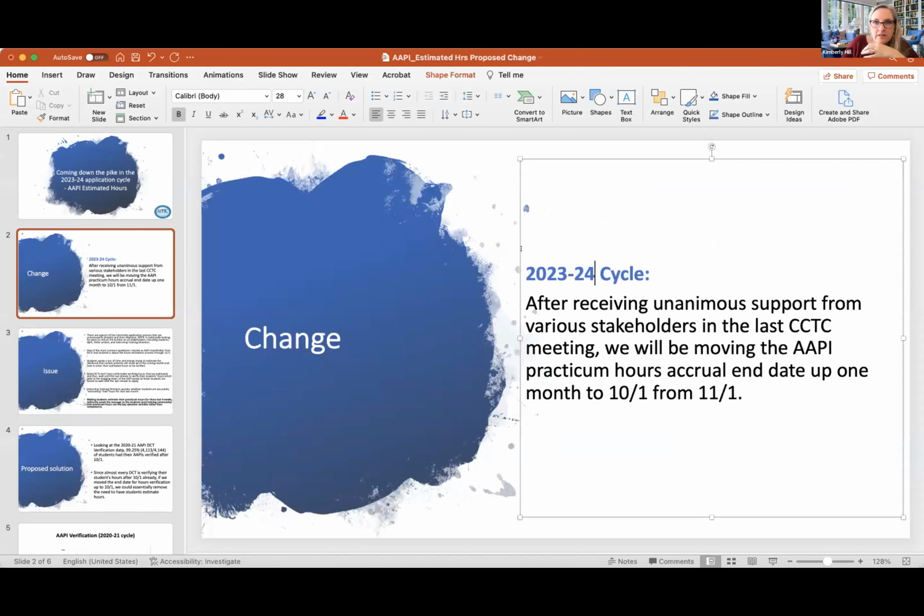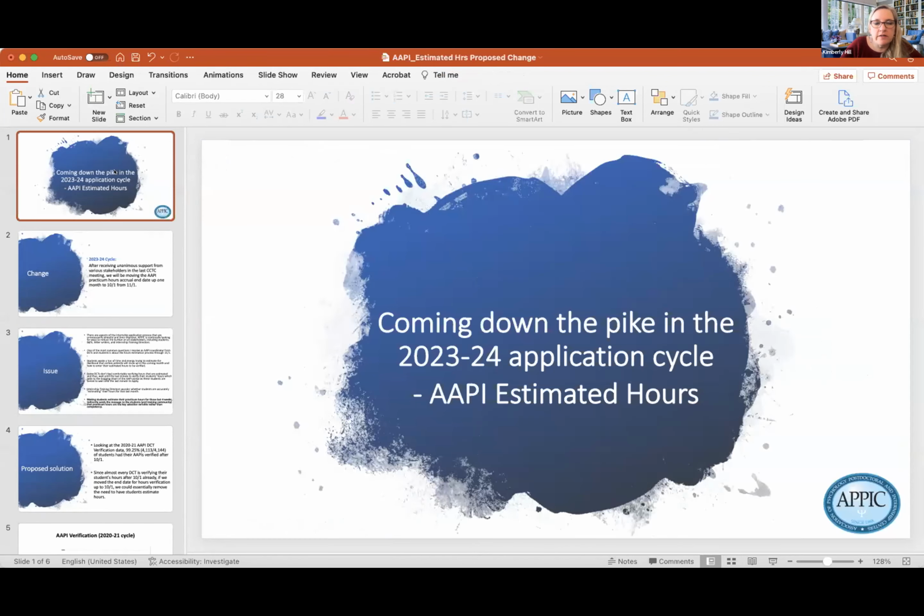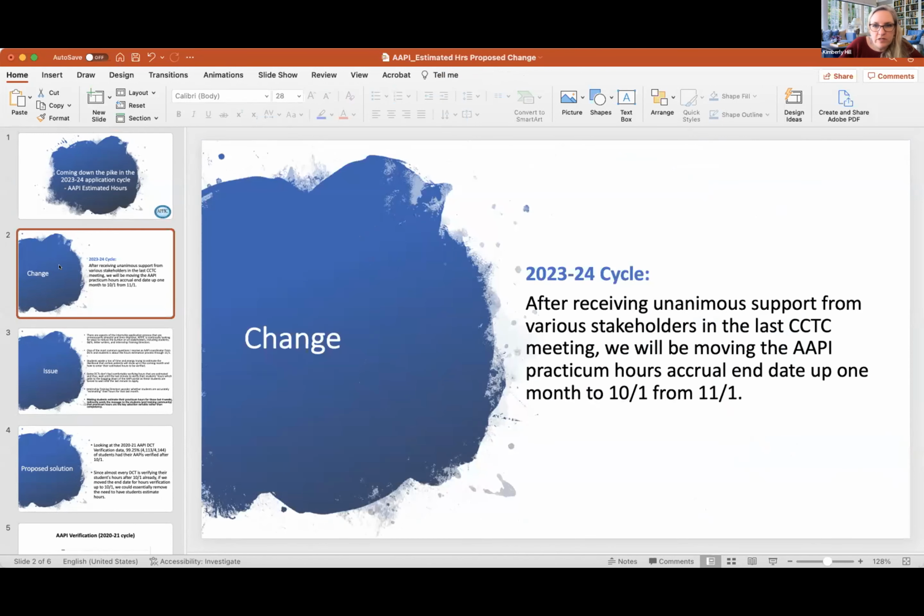So this is a change that is going to roll out in 23-24. So not this cycle, but two cycles from now. What we'll be doing is moving the APPIC Practicum hours accrual end date up one month to 10/1 from 11/1.